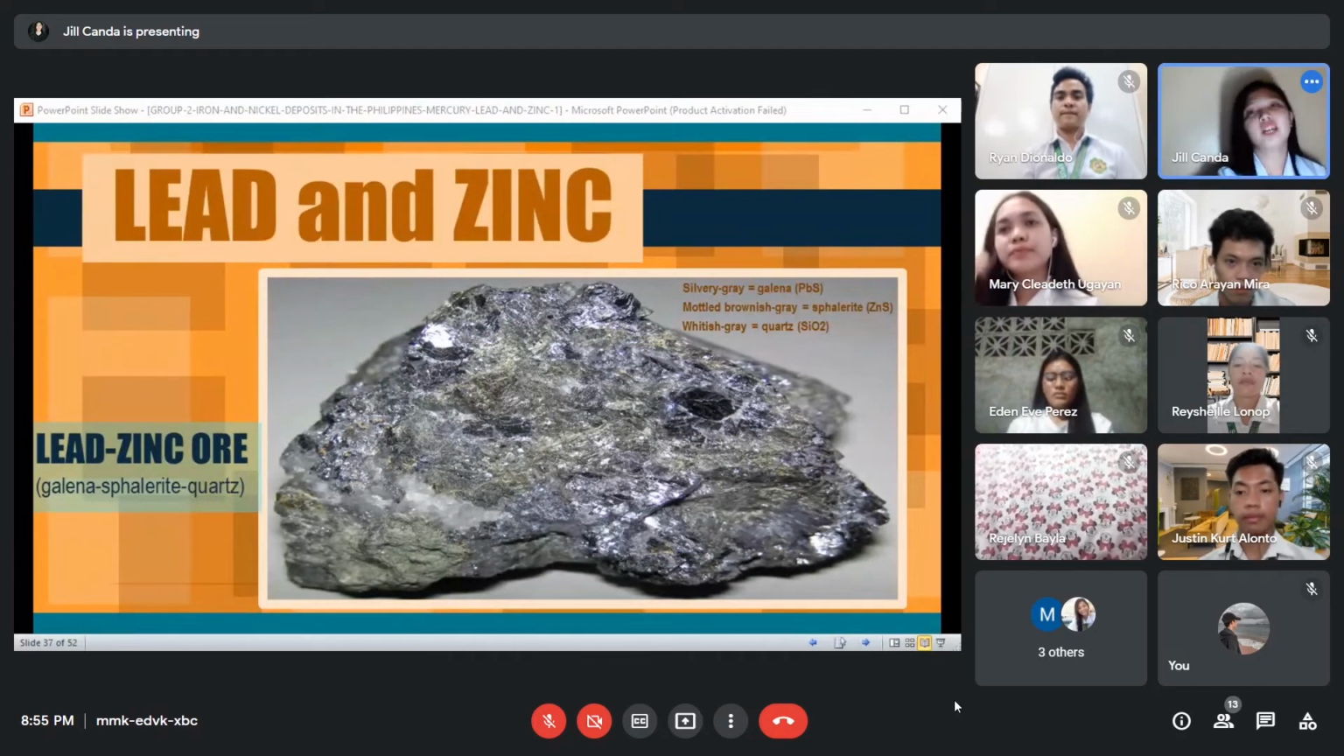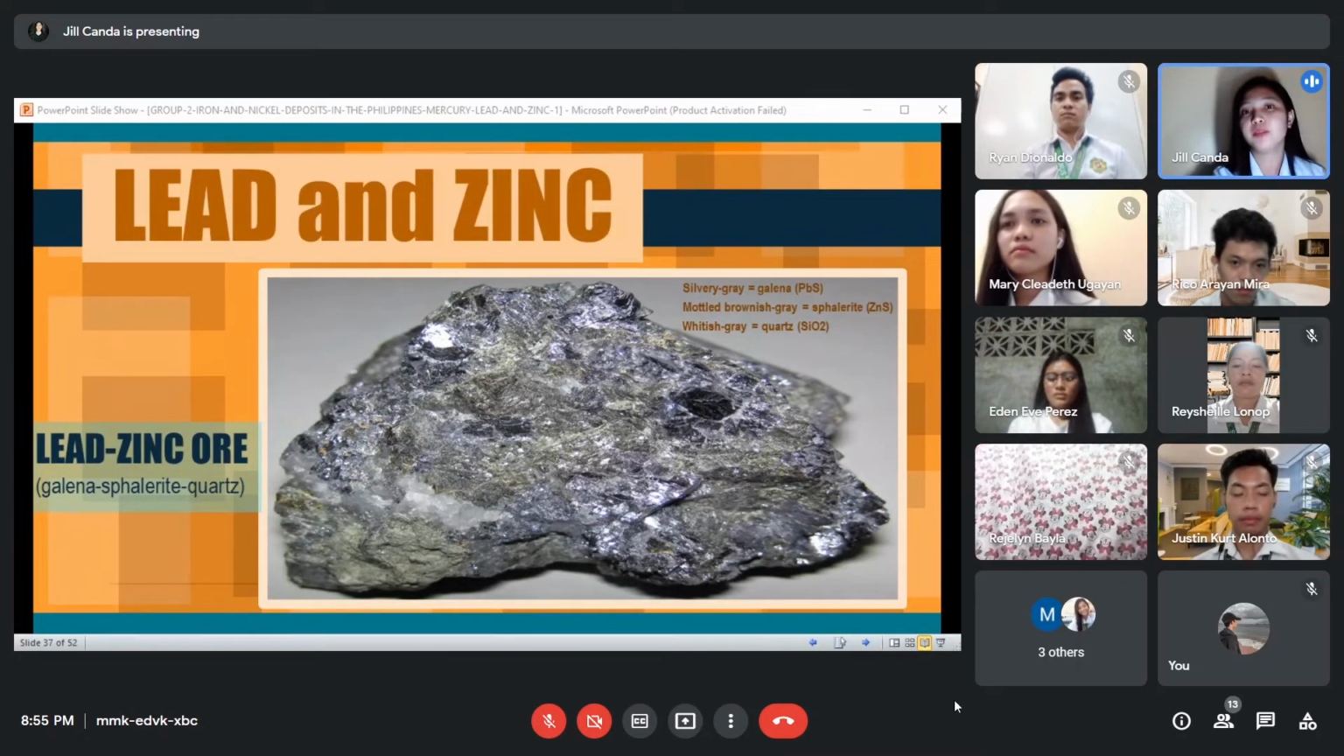So, after the discussions on iron and nickel deposits and mercury, the last topic that we're about to discuss focuses on the important concepts regarding lead and zinc, their principal ores, some of their important properties, their uses, and occurrences of lead and zinc deposits in the Philippines. Let's start off by observing this lead-zinc ore specimen shown in this presentation.